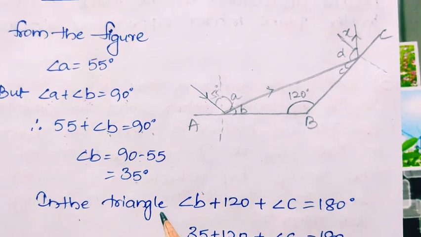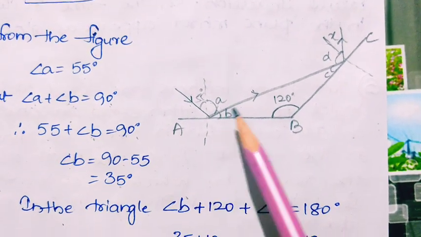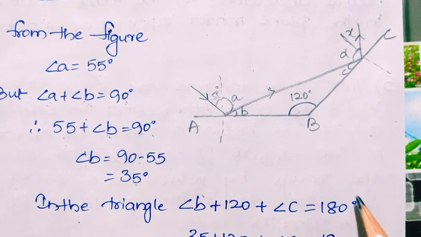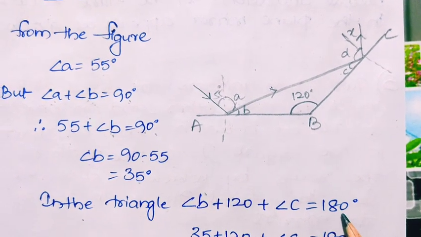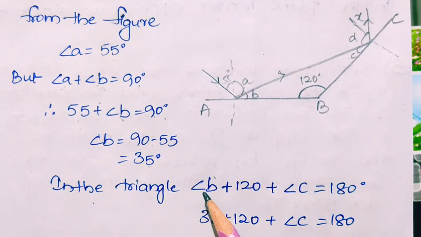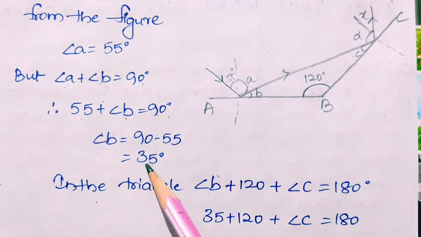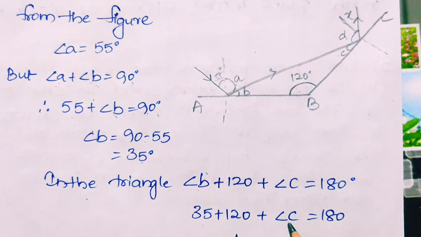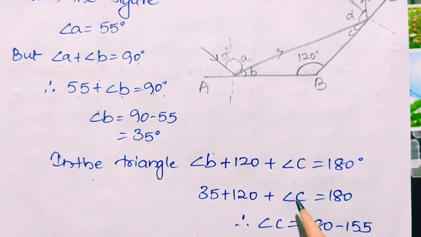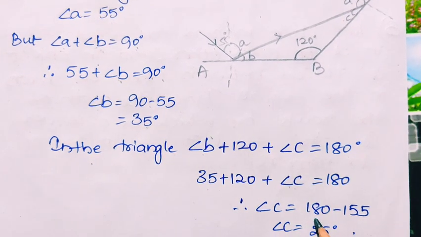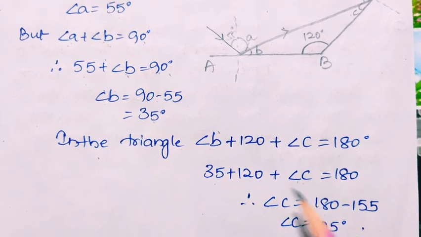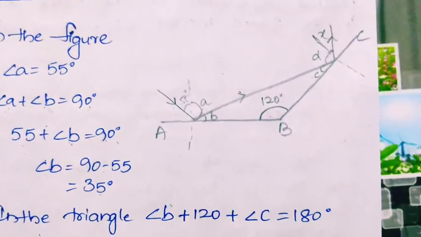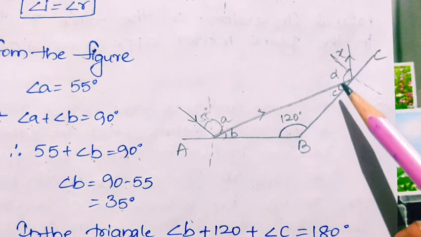In the triangle, angle A, angle C, and 120 degrees make up the total, since the angles of a triangle sum to 180 degrees. So here we know angle B is 35 degrees and 120 degrees here, and angle C, totally it is 180 degrees. Now we can find angle C, it is 180 minus 155. So angle C is 25 degrees. So here this is 25 degrees.